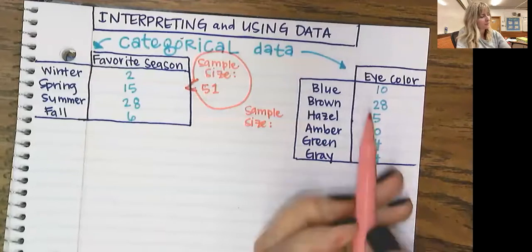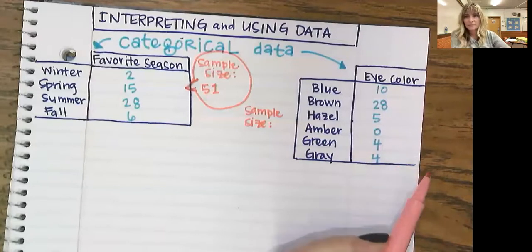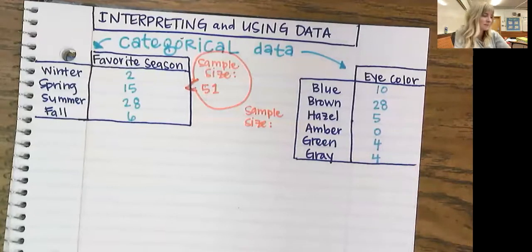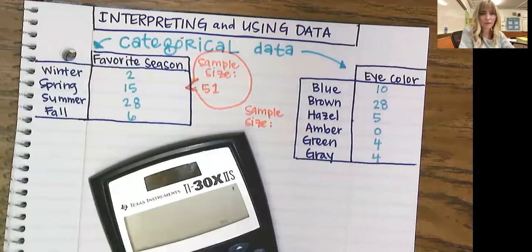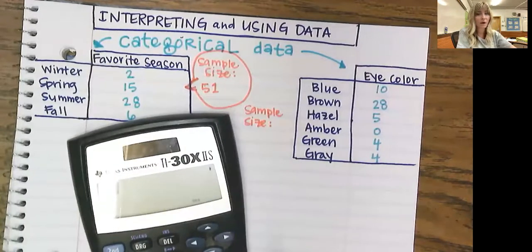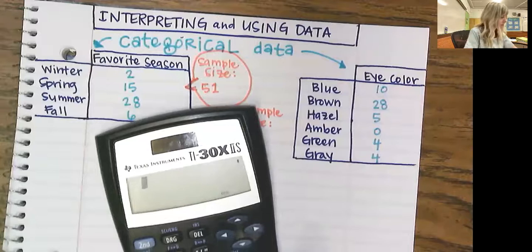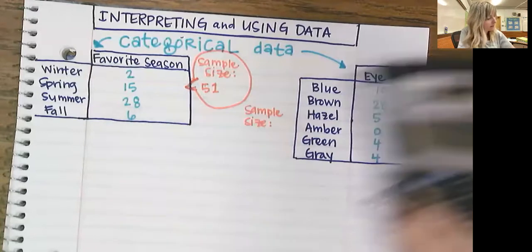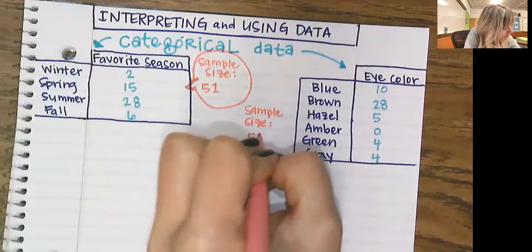What do you think should probably be true for this data? Should it have the same sample size? Well, yeah, as long as everybody answered the questions, then we should probably have the same sample size. But let's double check. 10 plus 28 plus 5 plus 4 plus 4. Oh, look at that, 51. So the sample size here was also 51.